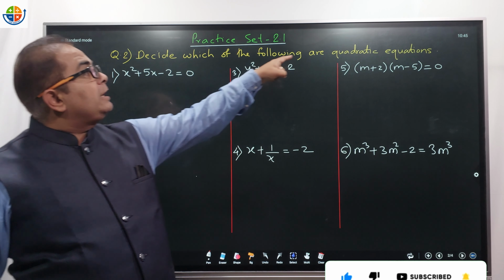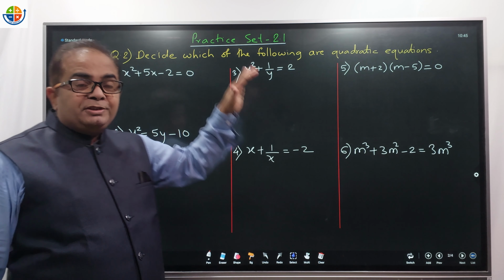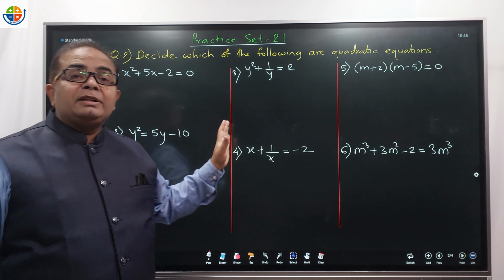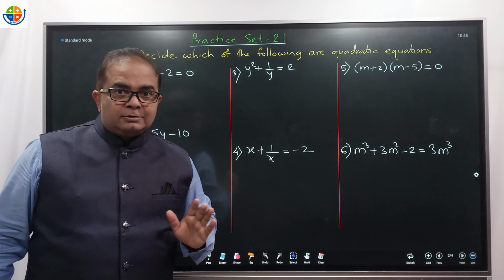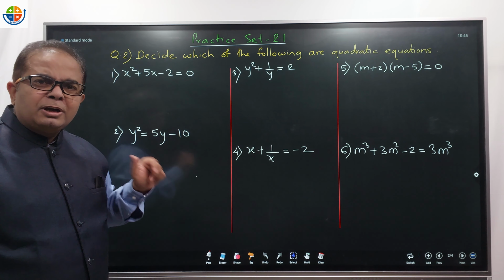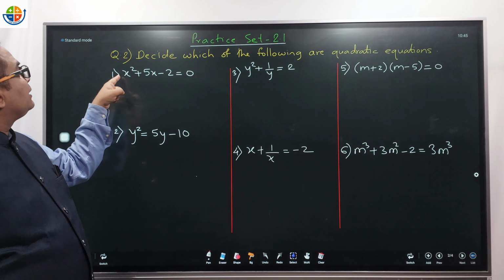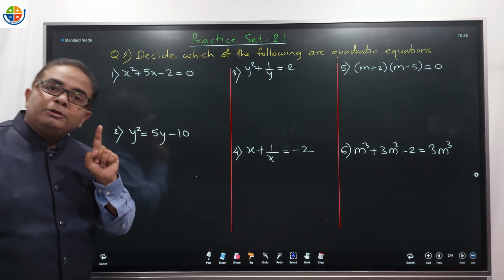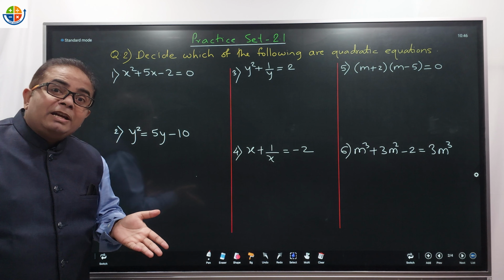Decide which of the following are quadratic equation. हमें कुछ equations दिए हैं. We have to find out whether they are quadratic equations or not. First, x square plus 5x minus 2 is equals to 0. It is already in the form of ax square plus bx plus c is equals to 0. Then it is a quadratic equation.